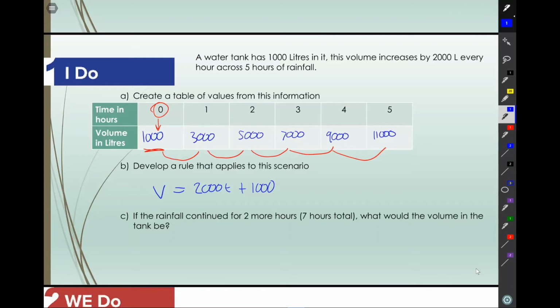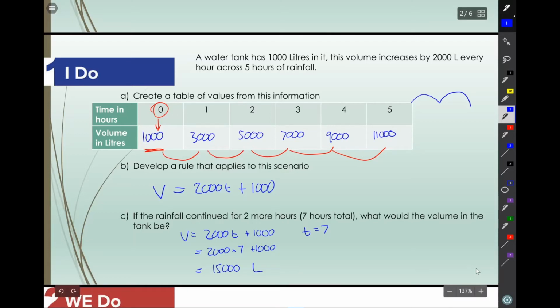Now we're going to use this rule to figure out what would happen if it kept raining for 2 additional hours. So our time will now be 7 hours. So we have our rule. We substitute in t equals 7, and we figure out what it's going to be. 2,000 times 7 is 14,000, plus 1,000 is 15,000. So at the end of 7 hours, there would be 15,000 litres in the tank.